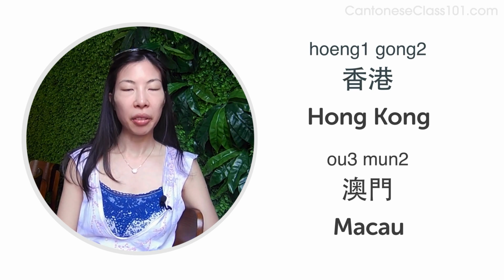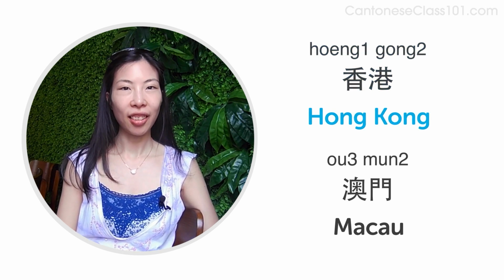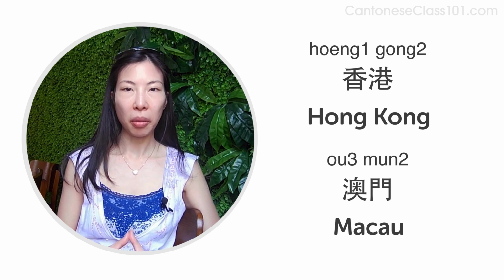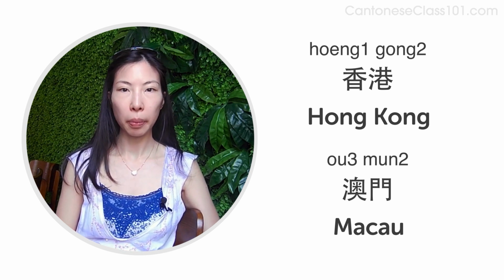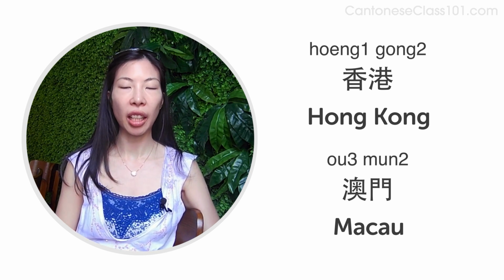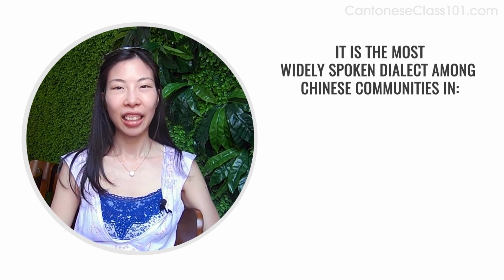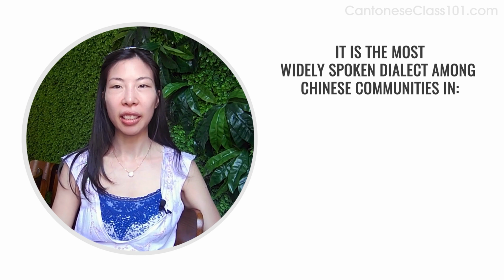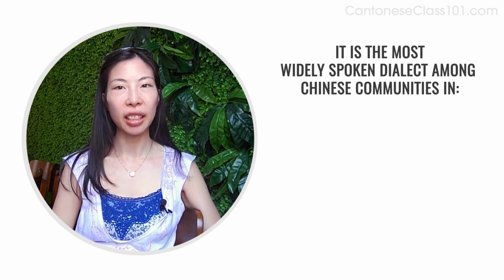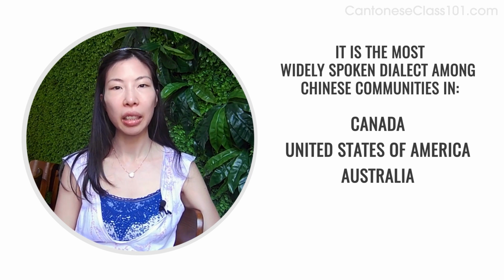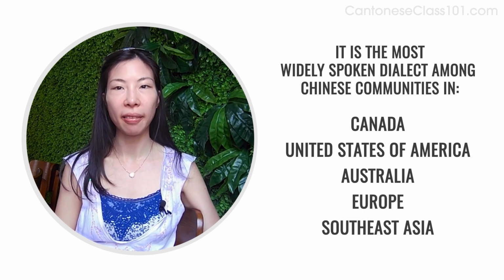Cantonese is the official language in Hong Kong, which is Hong Kong, and Macau. And today we are in Macau. And historically, the most popular form of Chinese spoken outside mainland China. We're not kidding about Cantonese being spoken everywhere. It is the most widely spoken dialect among Chinese communities in Canada, the United States of America, and Australia, as well as Europe and Southeast Asia.